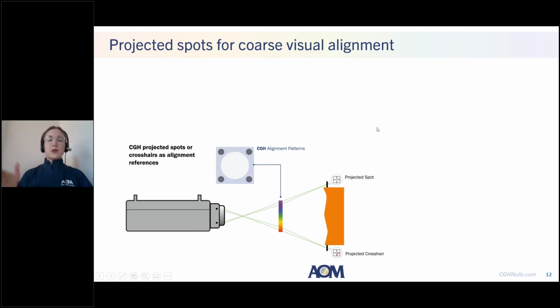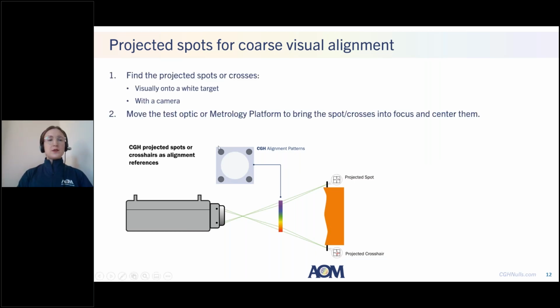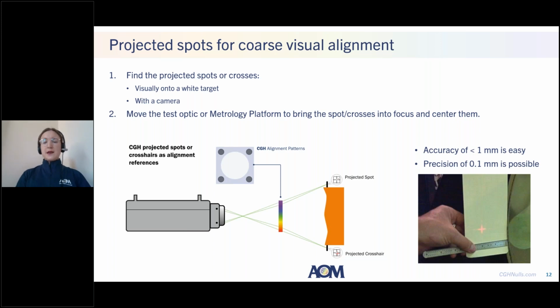So when you're initially setting up your test optic, it's really useful to have a coarse alignment aid that's visual. So what we can do is we can design alignment patterns that bring light to focus either as a spot or as a crosshair. And these focal spots or crosshairs need to be centered with respect to a target or maybe even a camera. So the idea here is that you would have your test targets located with respect to your test optic, and you would just move your optic so that those spots are in focus and centered on our target. And we can achieve this to an accuracy of better than a millimeter. Oftentimes 0.1 millimeters is achievable by eye. And this is certainly accurate enough that we can move from a coarse to a fine alignment, and we can start to see fringes on some of our fine alignment patterns.